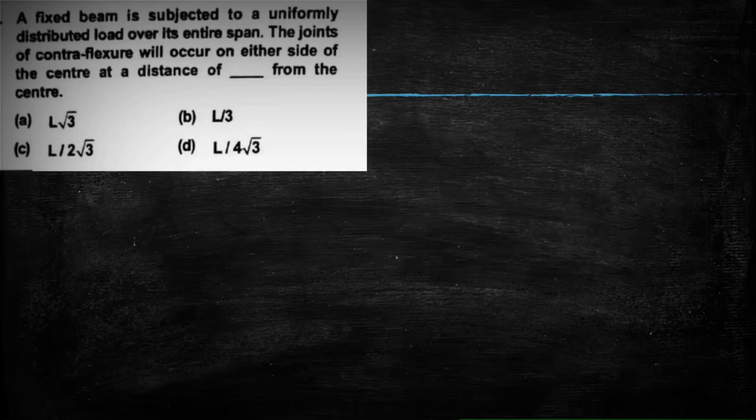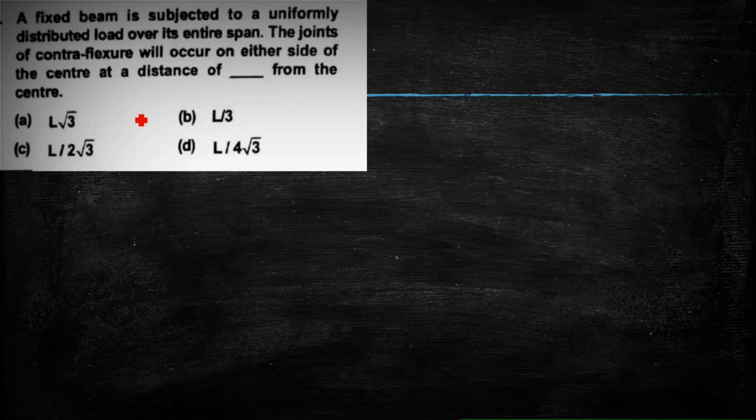Next question: a fixed beam is subjected to uniformly distributed load over its entire span. The points of contraflexure will occur on either side of the center at a distance of dash from the center. So the correct answer will be L by 2 root 3.